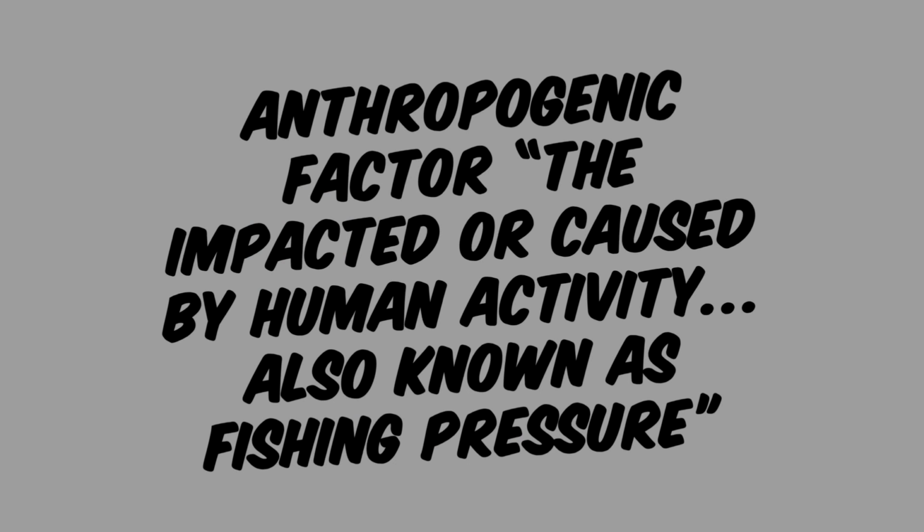Now let's talk about that 4th factor of influence that's a little controversial. Let's get to that one. That word is anthropogenic. Big word, huh? Well, it simply means impacted or affected by human activity. That's right. The 4th influence on game fish is fishing pressure.